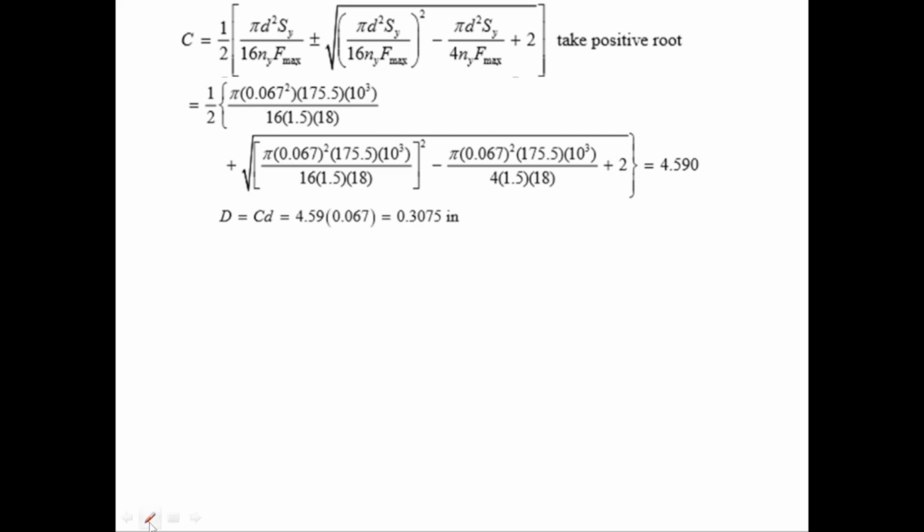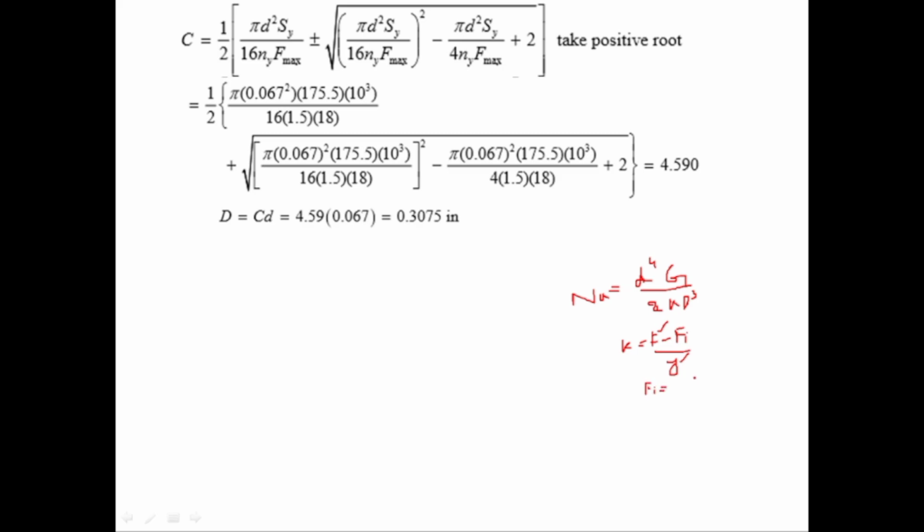Now let's find out number of active coils, which is equal to d to the power 4 G divided by 8 k capital D cube. All other values are known except k, and it is equal to F applied minus initial tension divided by deflection y. This F or F max is 18 and this y is 0.5.